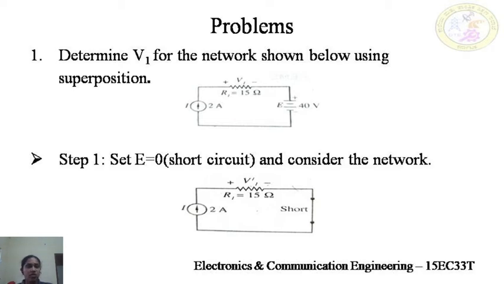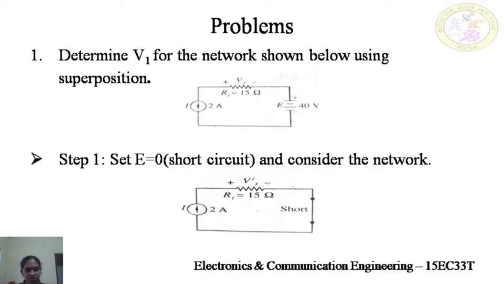Now we will solve some problems on superposition theorem. First problem, determine V1 for the network shown below using superposition theorem. Consider this network. It has two sources. One is current source and another one is voltage source.